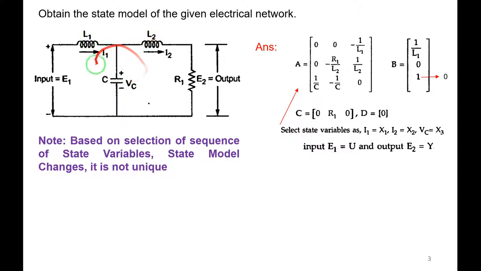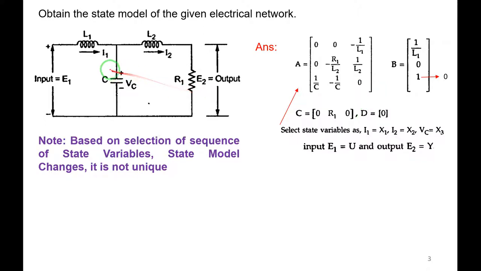Based on the selection of the state variables, these vectors are going to change, but the elements will be the same, though not in the same order, right? So you should be very careful. Don't try to match your answers, but if all the elements are there, then it is fine. If you have taken the same variables as in the textbook or whatever the solution, then you will get the same matrices. Please keep that in mind, right?